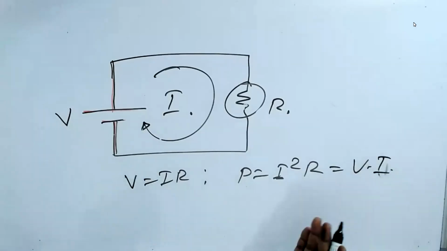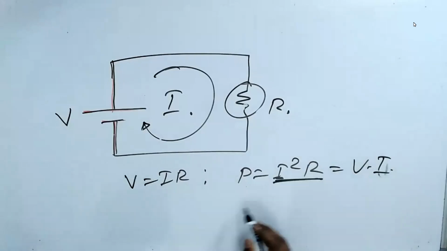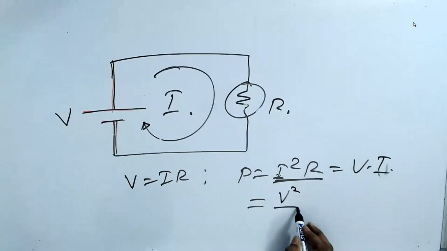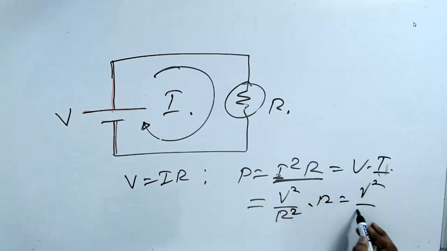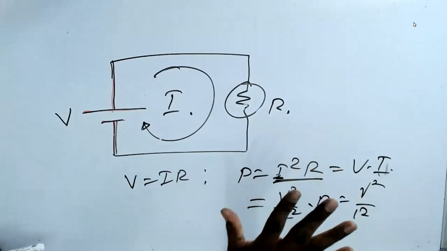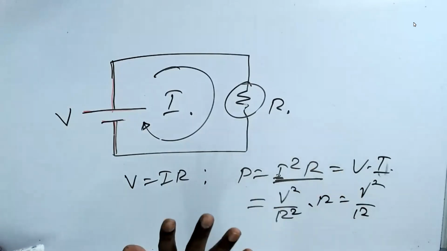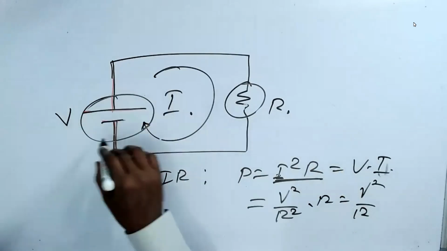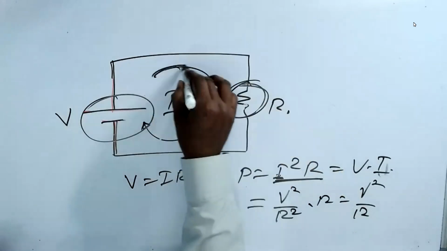That's for your simplicity, but that confuses you a lot. To better understand this, I can also write it as V square by R square into R, which is equal to V square by R. You can use this also, one of them, depending on the requirement. But please understand, these are all valid as per Ohm's law. These are all valid for one voltage, one resistance, and one current.